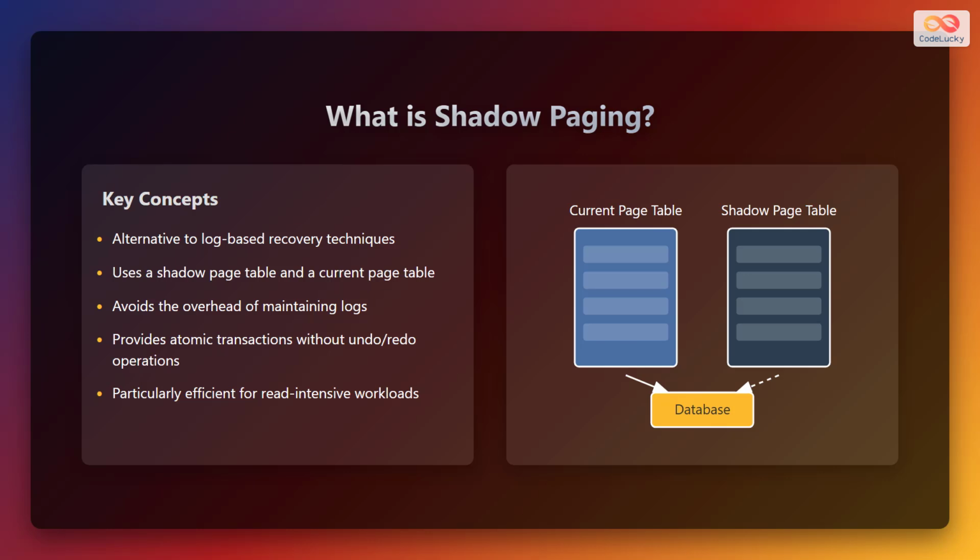On the right side of the slide, there is a diagram that shows the current page table and the shadow page table. Both point to the database, with the shadow page table having a dashed line, indicating that it is an older copy.